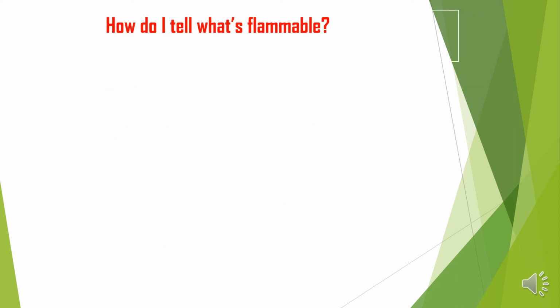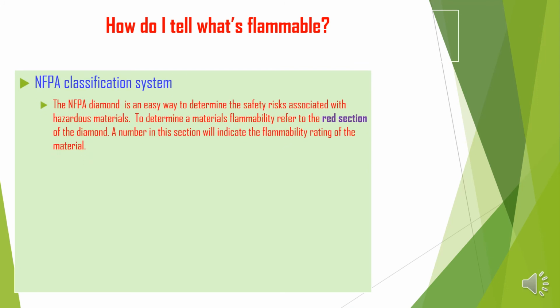How do I tell what's flammable? How can I know that this thing is flammable or not? It's very easy, I'll tell you. The NFPA classification system creates a diamond, which is an easy way to determine the safety risk associated with hazardous material.